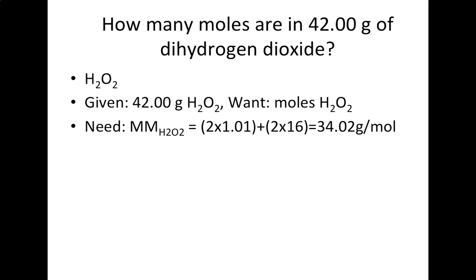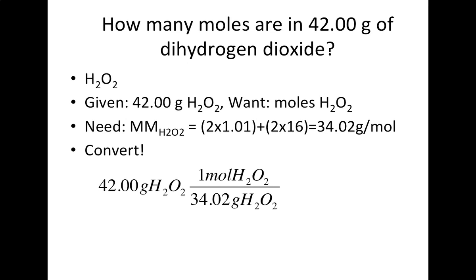What I want to get rid of goes on the bottom of my fraction, so in the denominator. What I want goes on the top of my fraction, the numerator. So what is it that I want to get rid of? Grams, absolutely. So I'm going to put 34.02 grams of H2O2 on the bottom and 1 mole of H2O2 on the top. So I set it up just like this. 42.00 grams of H2O2 gets multiplied by my ratio, 1 mole of H2O2 per 34.02 grams of H2O2.